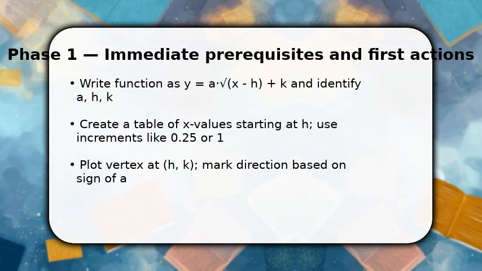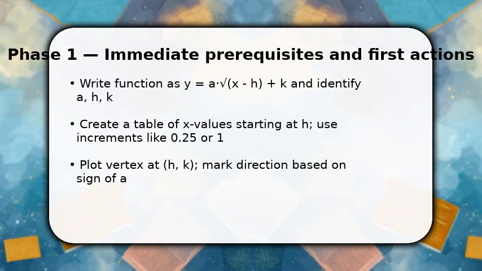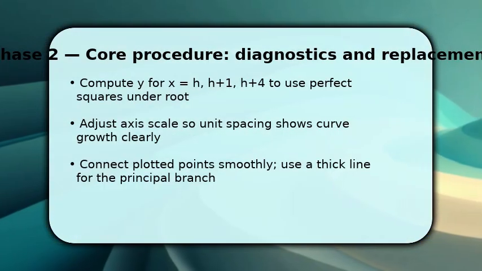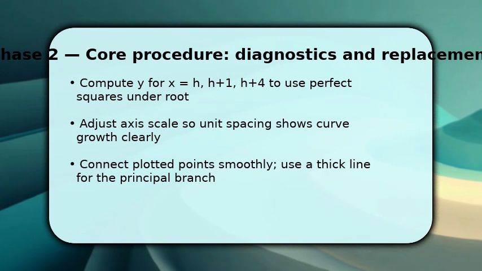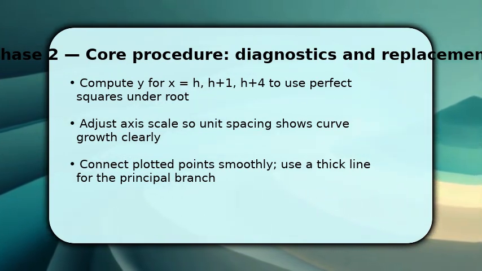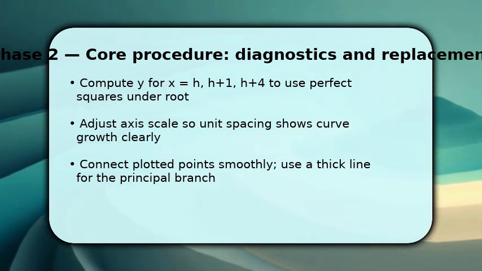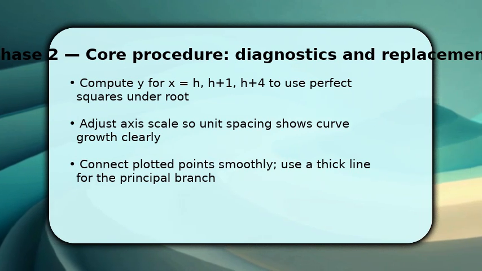You will also note the sign of a. It tells you whether the graph opens right and up or right and down. You now compute a few strategic points. Use x equals h plus 1, and h plus 4 so the inside becomes 0, 1, and 4, perfect squares giving easy outputs. Then, rescale your axes if numbers look compressed.